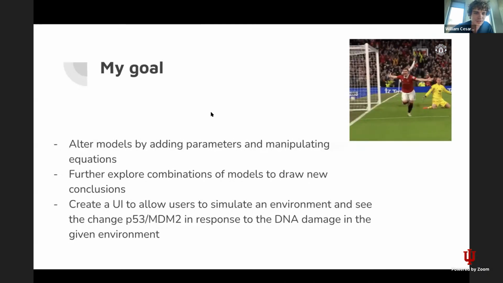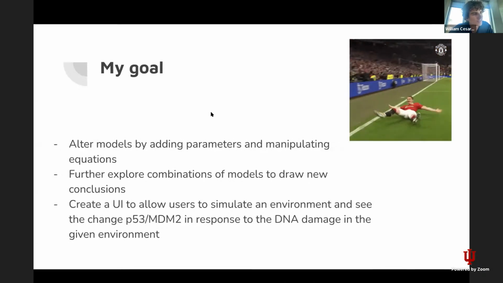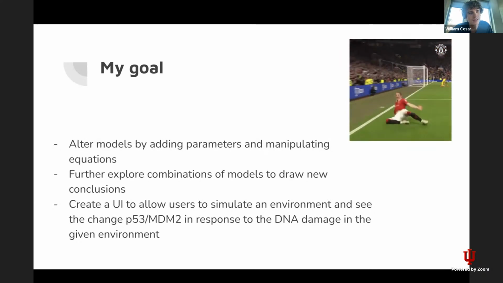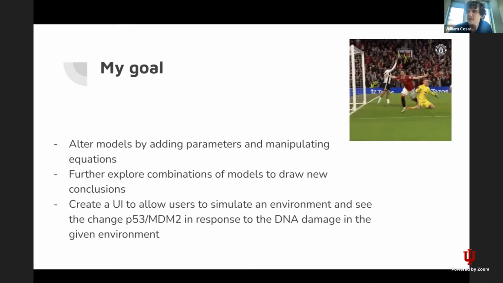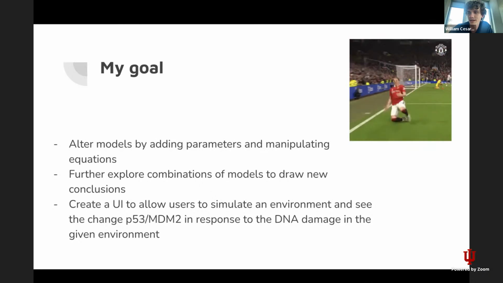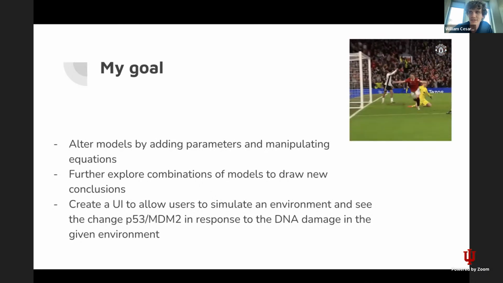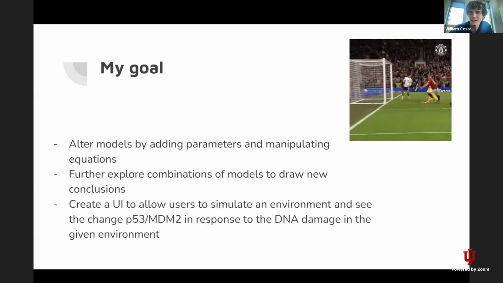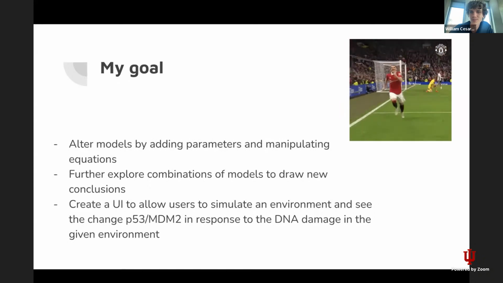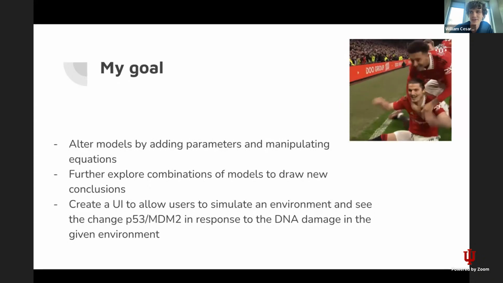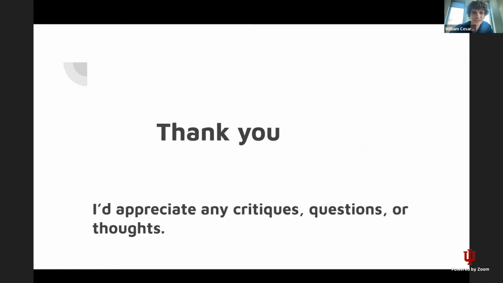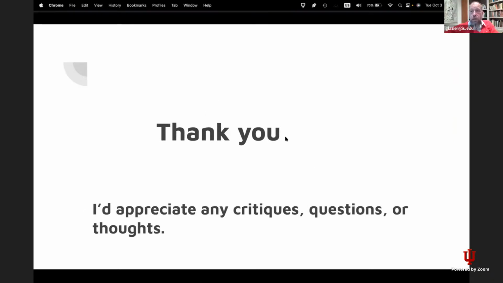So my goal was to alter these models and add on to them by adding parameters, changing equations, combining models, trying to see if I can find anything new, and make it a digestible format, so anyone with any background at all can start reading my notebook and take away a thing or two. And thank you. That was great, and that's neat.